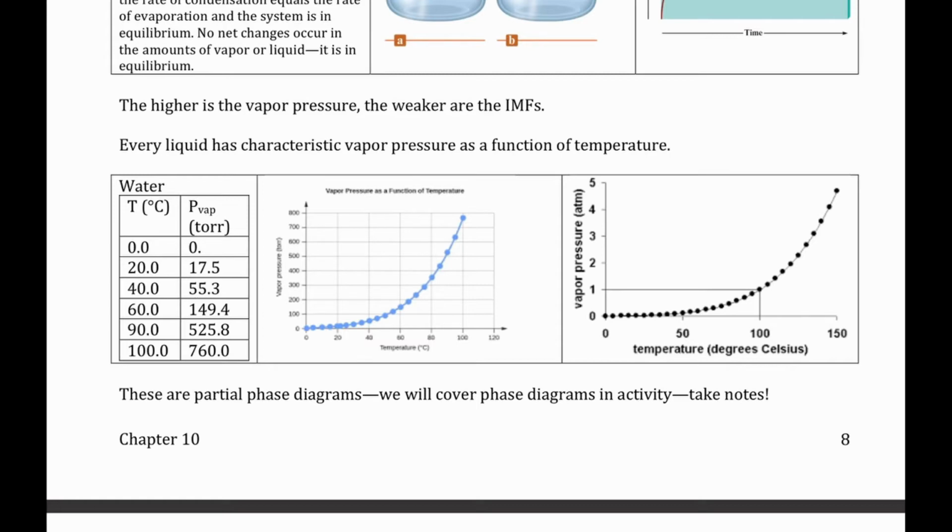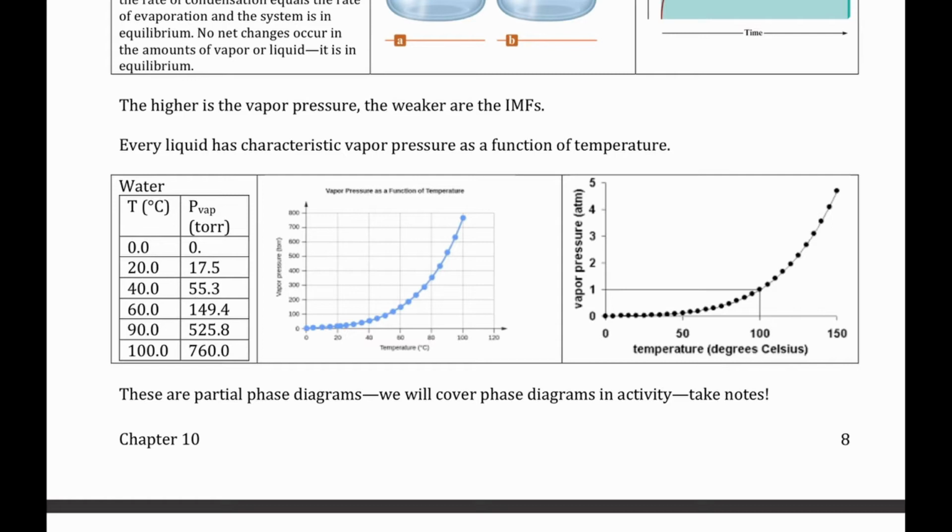So here we have data for water. We have temperature data in degrees Celsius, and we have vapor pressure data in torr. Notice as we go from 0 to 100, the pressure goes up. And here's a graph, the one in the middle, of vapor pressure in torr versus temperature. We see as temperature goes up, vapor pressure goes up. It's not a linear relationship. The last graph is vapor pressure in atmospheres versus temperature in degrees Celsius.